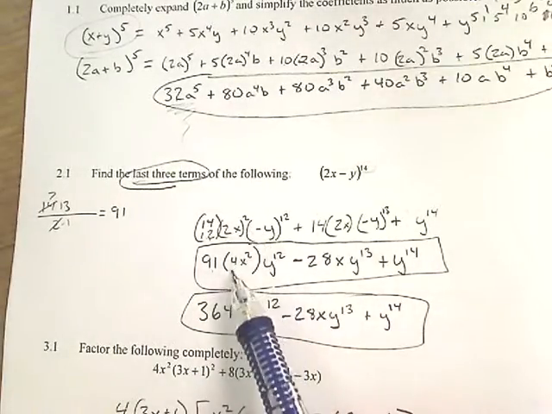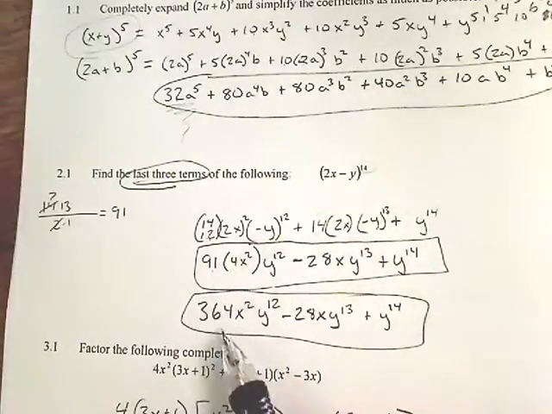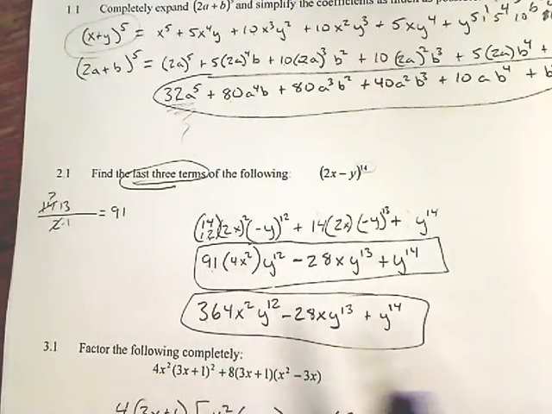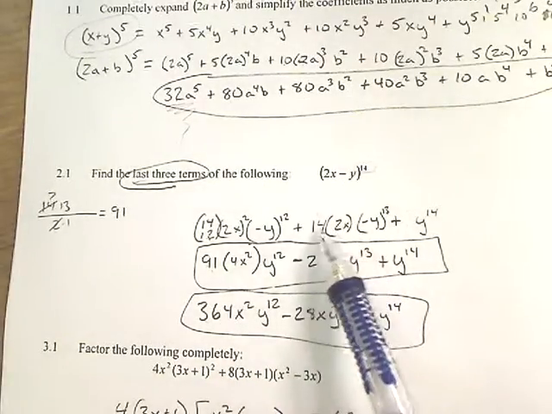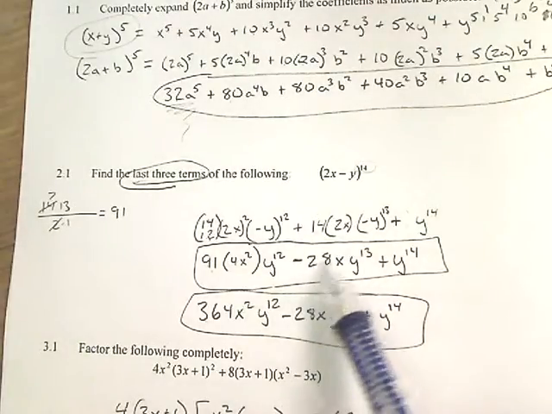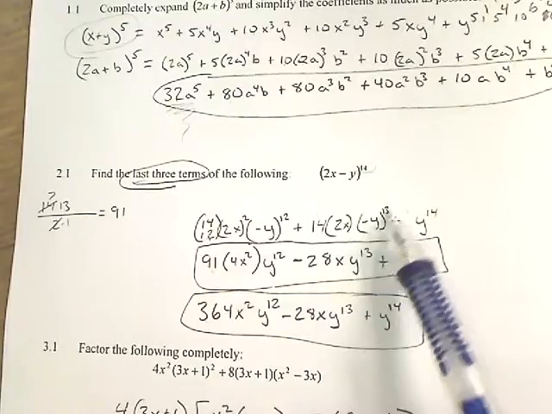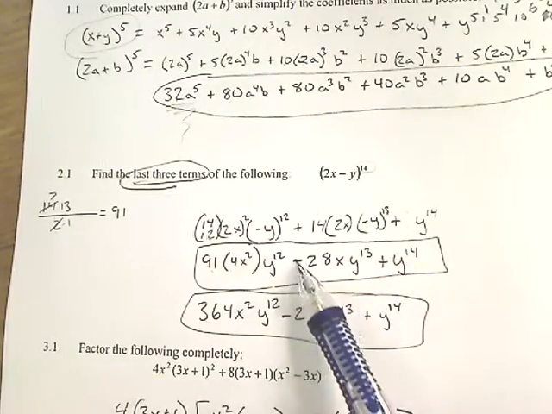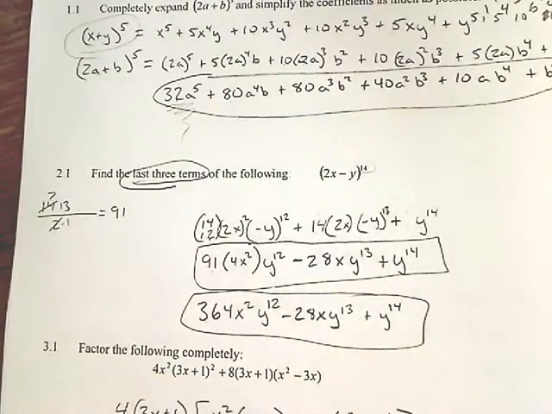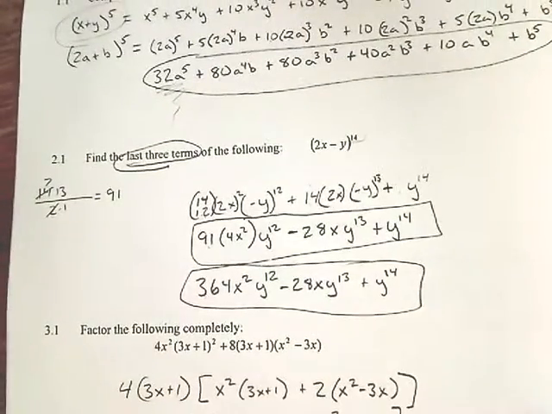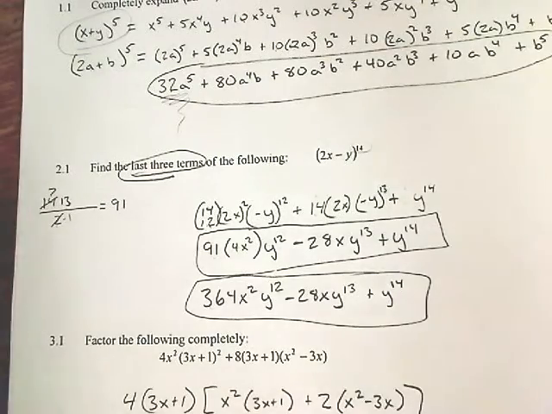2 squared is 4. 4 times the 91 is the 364. And then 2 times the 14 is 28. Most people got this part right. Remember, if it's a negative or an odd exponent, it's going to make it negative. And this will be online later.